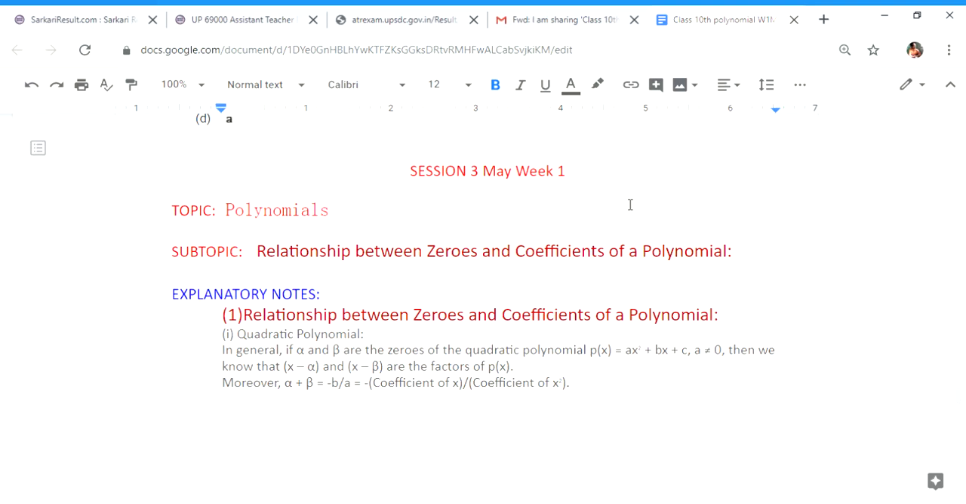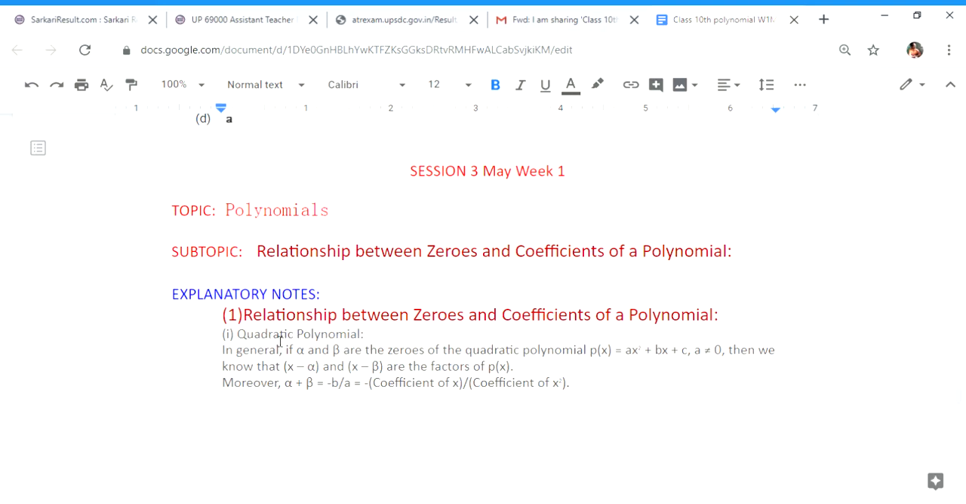In your previous session, you have studied about graphical representation of polynomials to find their zeros. Today, I will tell you about the relationship between zeros and coefficients of a polynomial. This is our first heading.